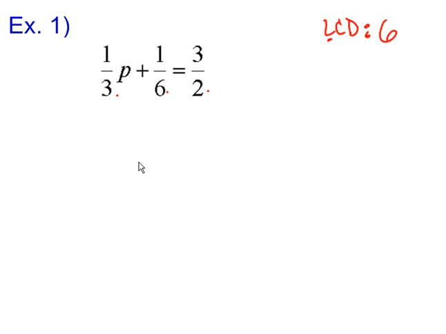Okay, so we have to multiply every term. So I have to multiply this 1/3 times 6. I have to multiply this 1/6 times 6 and this 3/2 times 6. Everybody with me so far? Oops, sorry about that. I want to erase this. Okay, so we're multiplying everything times 6.